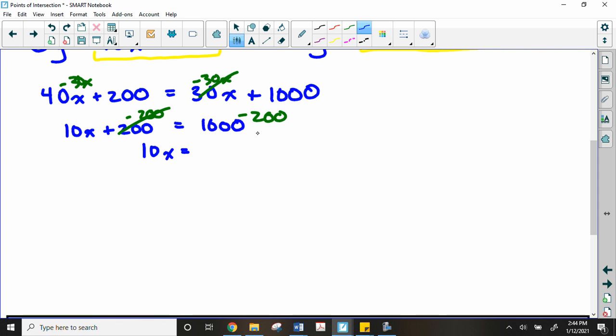10x equals 1,000 minus 200, 800. Let's get that x by itself. Divide by 10. If you do it to one side, you have to do it to the other side. X equals 8. My brain just stopped. Okay, 80. So 80 guests. That's what the X stands for, number of guests. So let's find out the cost.